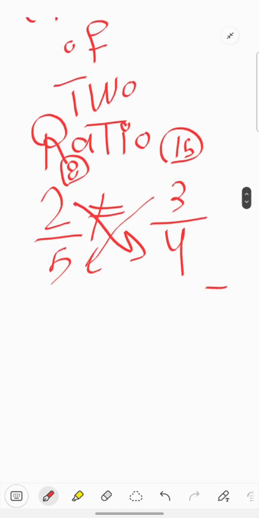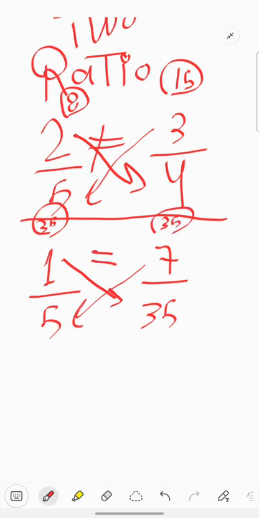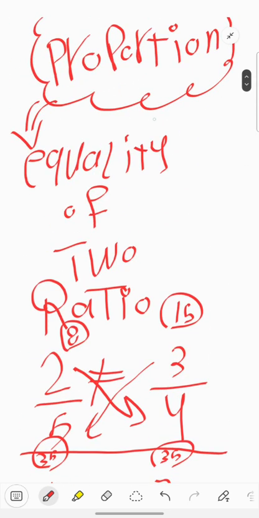So let's have another example. Now we have 1 over 5 and 7 over 35, and we need to figure out if the two fractions or two ratios have a proportion relation or not. So the first strategy, we need to use the cross. So 1 times 35 equals 35, and 7 times 5 equals 35. So now we have an equality, the two ratios are equal, so the relation between the two ratios is proportion.